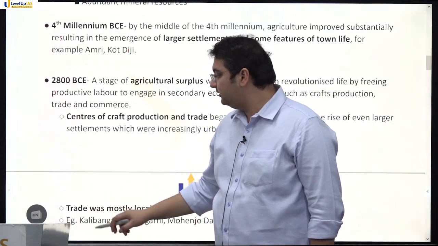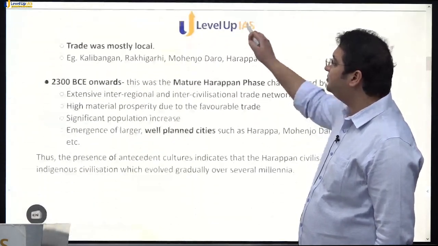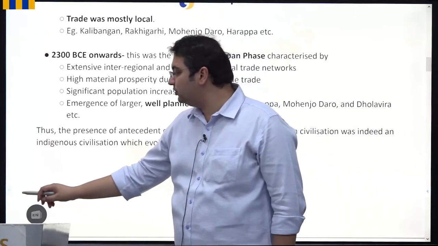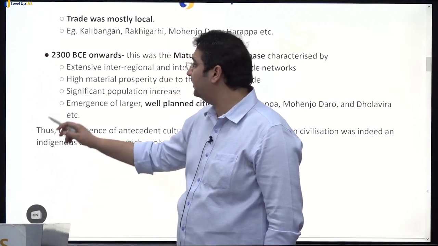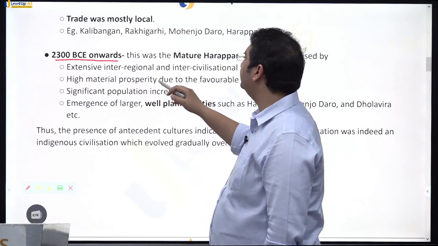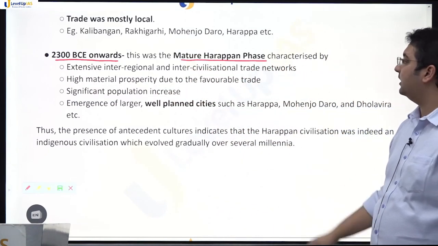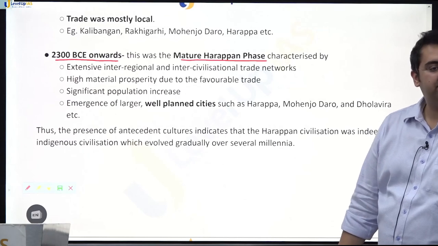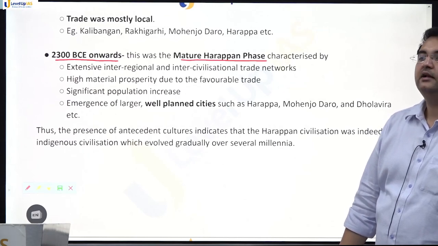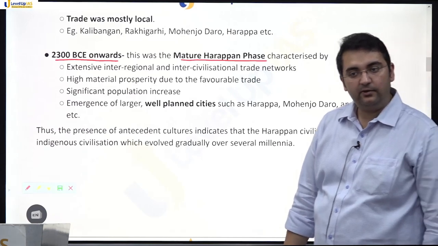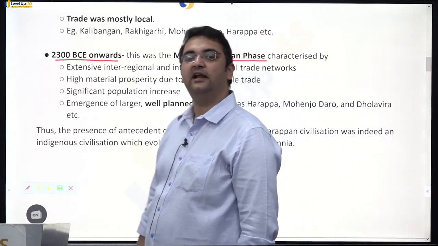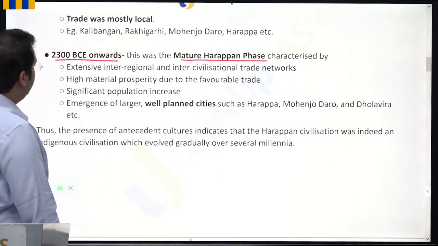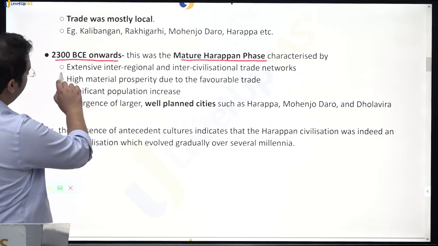And then finally, we are going to graduate towards the mature Harappan phase of life. 2300 BC onwards, this was the mature Harappan phase. So, what would be the characteristics? Large, well-developed cities with large extensive trade networks, both internal as well as international trade would be taking place, high level of prosperity, etc.